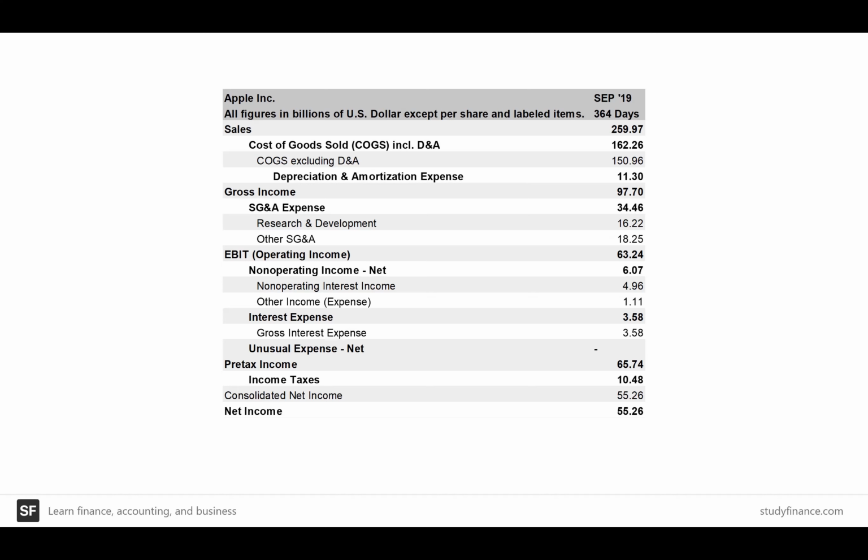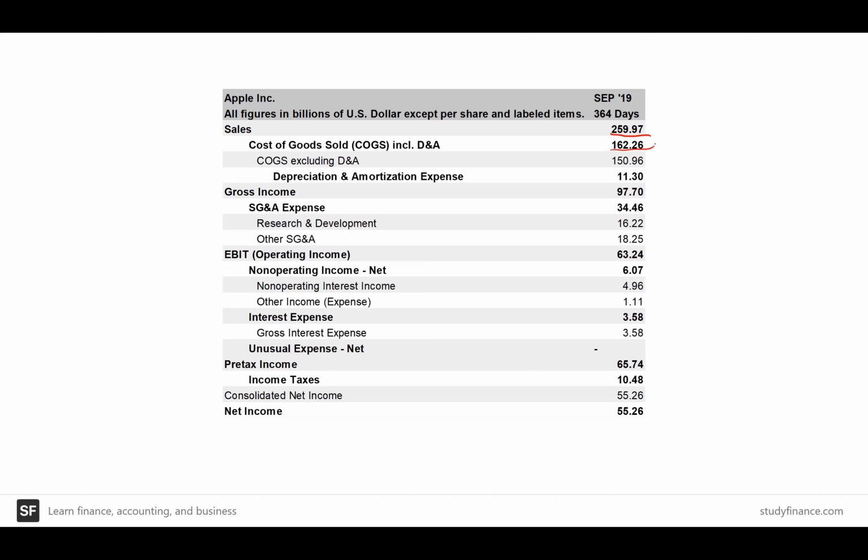Once again, we'll take a look at the real income statement of Apple as of fiscal year 2019. This means that all these line items correspond only to the fiscal year of 2019 and is not a running total like the balance sheet. At the very top, we have our sales figures right here, then our cost of goods sold.